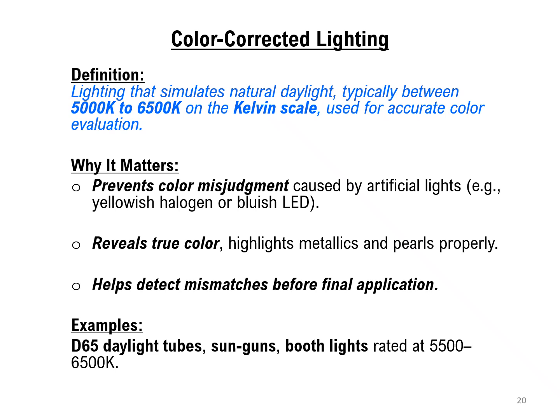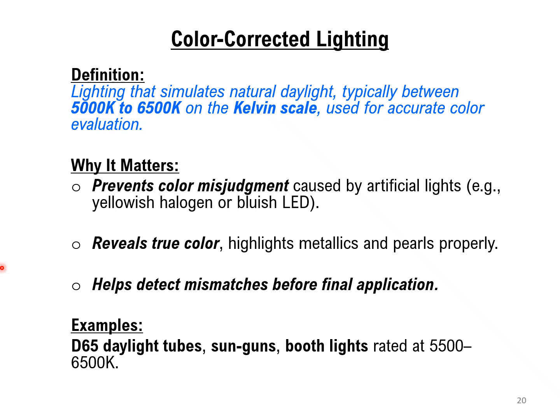Now, an explanation of some important terminologies used in this presentation. Number one is color corrected lighting. Color corrected lighting that simulates natural light, typically between 5000 to 6500 Kelvin scale, is used for accurate color evaluations.